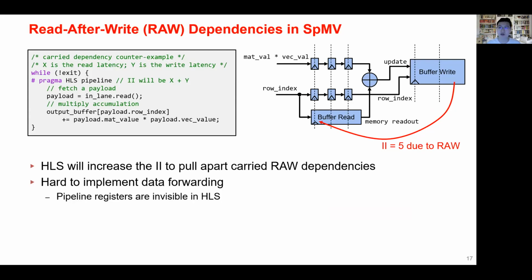A typical way to solve this dependency is to implement data forwarding. It's pretty common in RTL design, but it's hard to do in HLS because the pipeline registers are not visible in the HLS code. This is one main reason that drove people to develop this accelerator in RTL, sorry, in HLS.